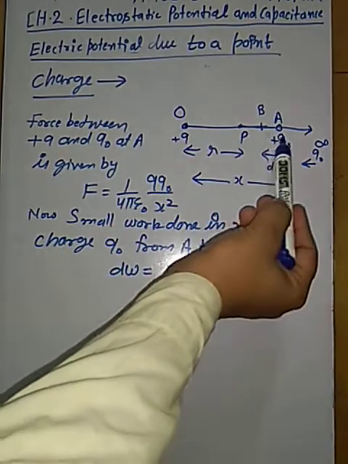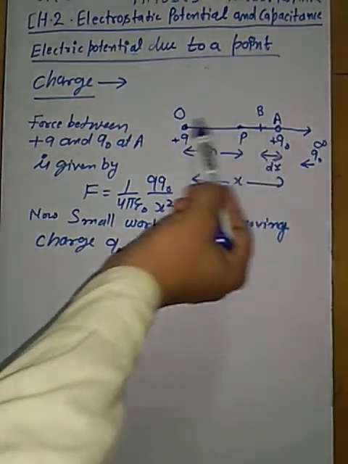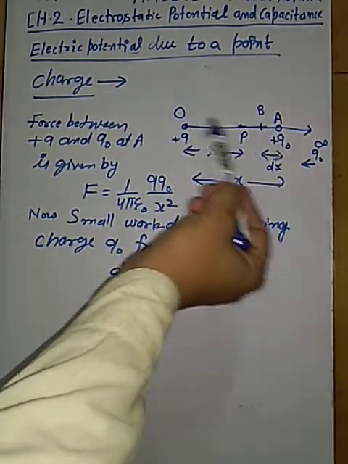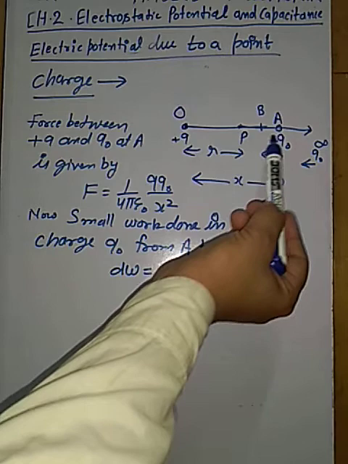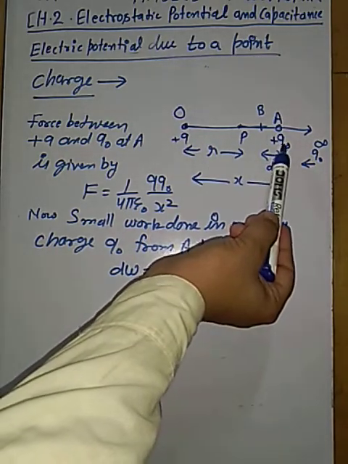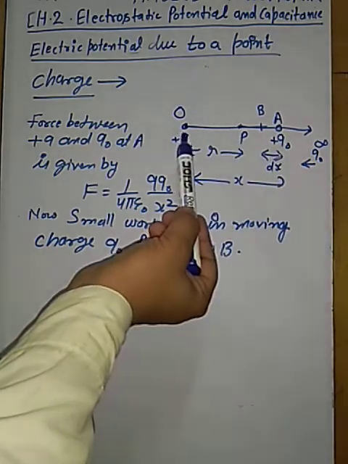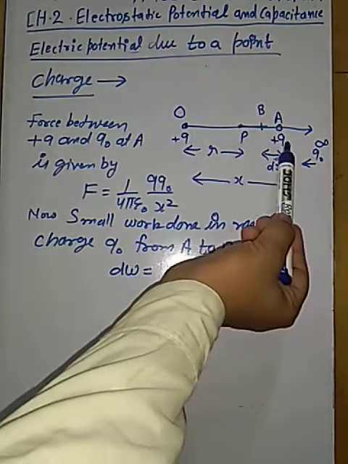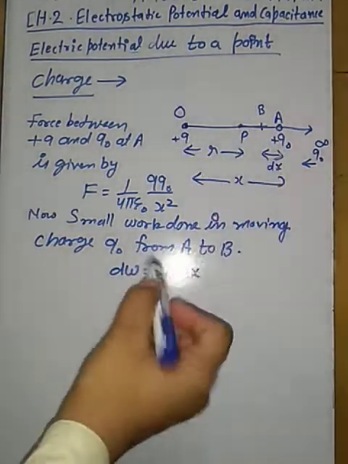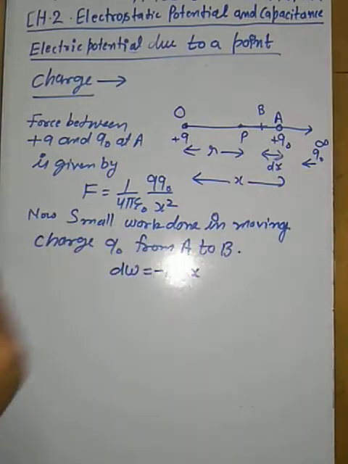But as the charge is moving, both the charges are positive. There must be an electrostatic force of repulsion between them. This charge will oppose the movement of the test charge towards it. That is why work done will be negative. dW is equal to F dx with a negative sign.